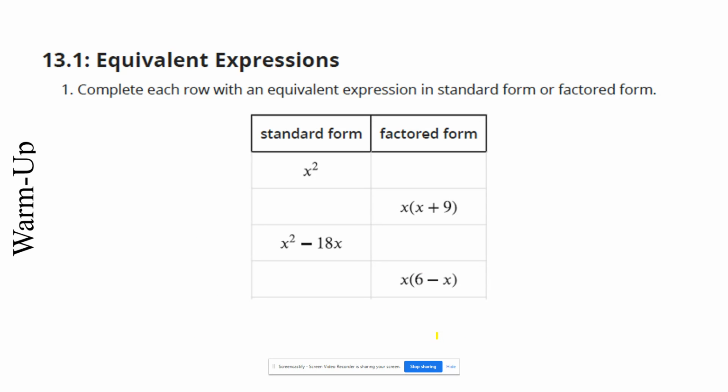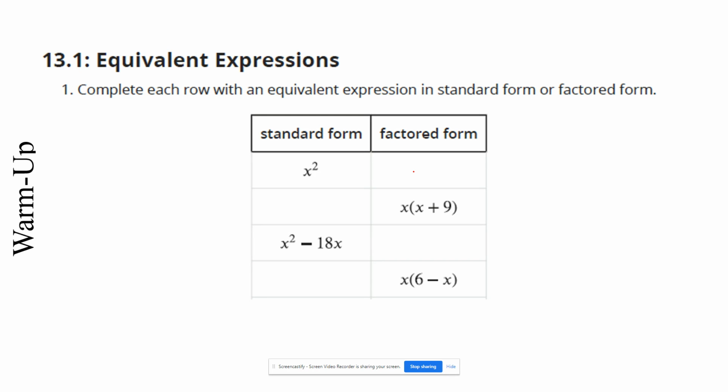Okay, so the first thing you guys are going to work on is your warm-up. In order for you to do the warm-up, let me read it out for you. It says complete each row with the equivalent expression in standard form or factored form. So here they give you a standard form equation, just x squared. You're going to write this x squared in factored form. And then for this box, you are going to fill this out. They give you the equation in factored form, and you need to write it in standard form. Right now, I'm going to give you an opportunity to answer x squared. Go ahead and do that now.